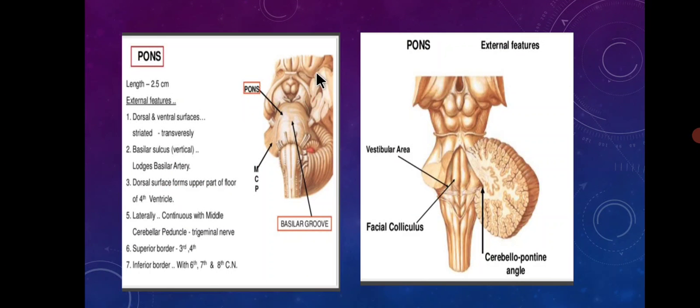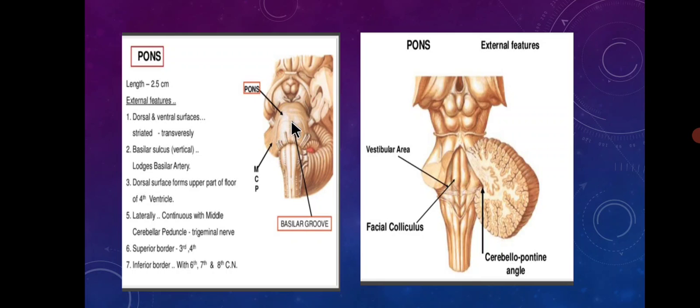Now the external features of the pons. Its length is about 2.5 centimeters. This is the dorsal surface and this is the ventral surface. The ventral surface is also known as the anterior surface, while the dorsal surface is also known as the posterior surface. The anterior or ventral surface is convex in both directions. You can see the transversely running pontocerebellar fibers.